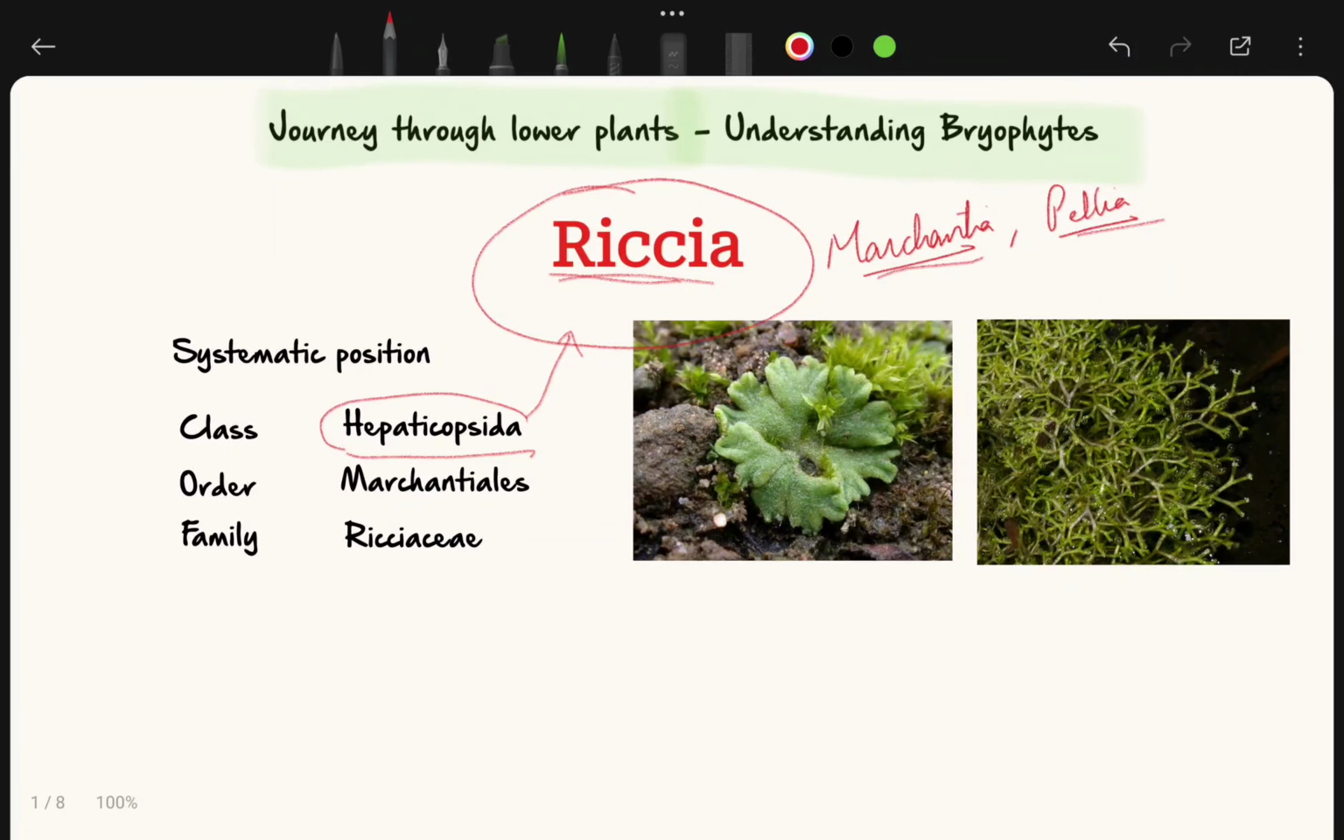Riccia has about 130 species so far, and they are widely distributed in both tropical as well as temperate regions of the world. They are known to grow in moist and shady places, as well as on the barks of trees and on the walls as well. So they are more or less terrestrial plants, which means that they are found growing on land, except for Riccia fluitans.